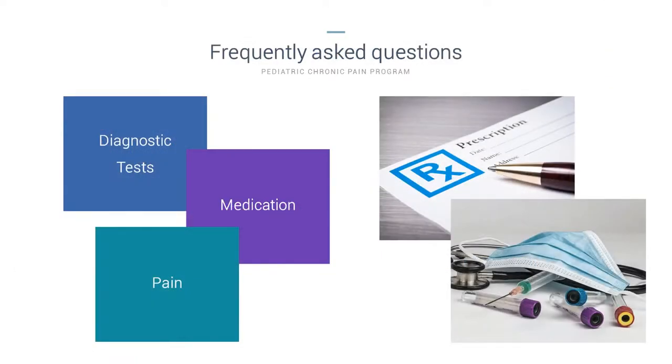Here are some questions that were frequently asked. Does your clinic run tests and provide a diagnosis? The Pediatric Chronic Pain team does not provide diagnostic workups. We hope that this has been done before your entry into our program. Chronic pain is a diagnosis in itself and refers to the changes in the nervous system where danger messages continue to be sent when there is no danger.